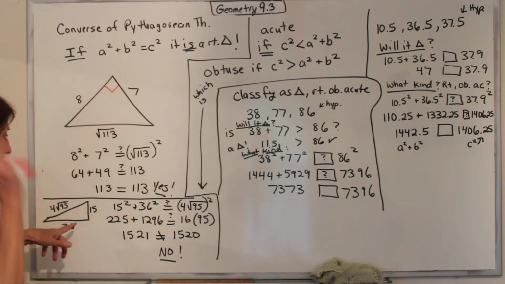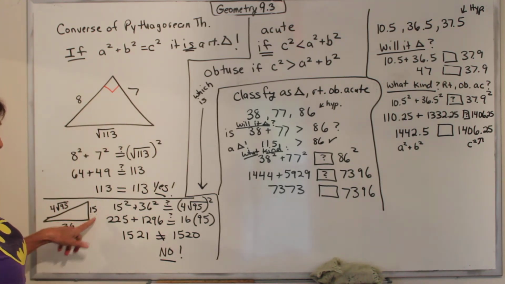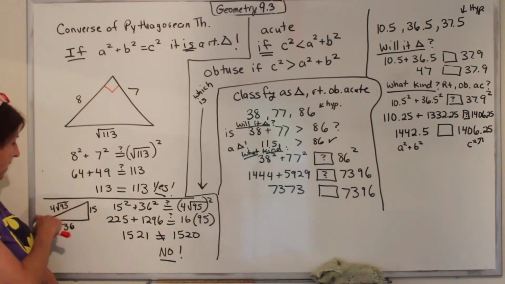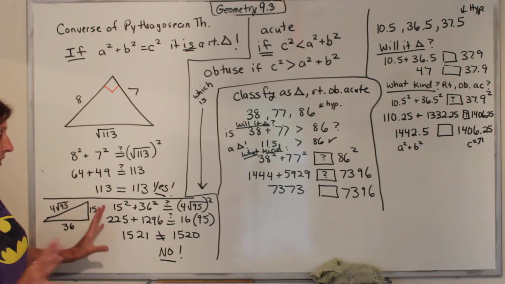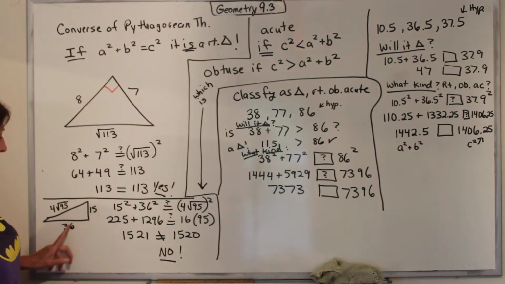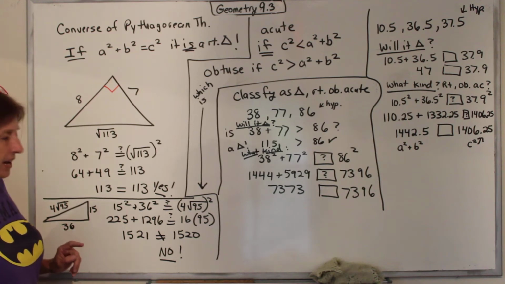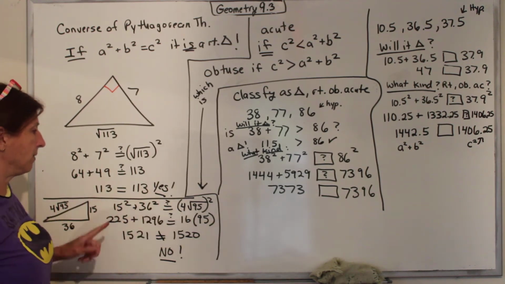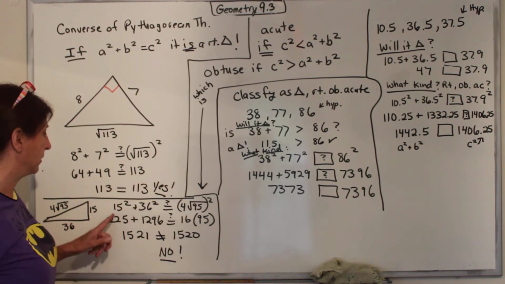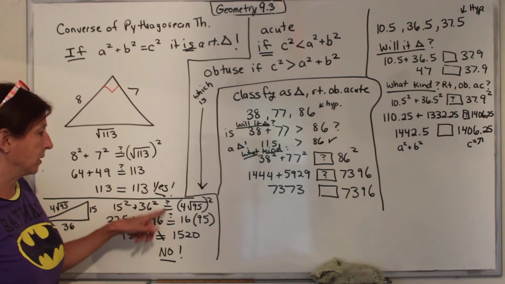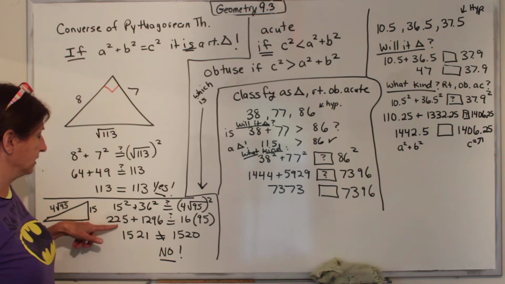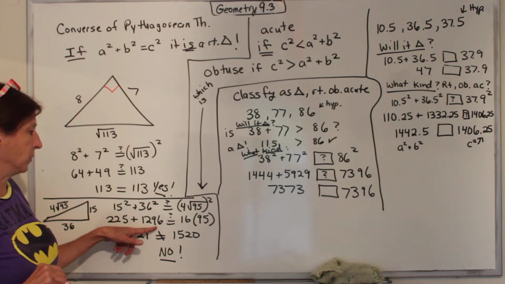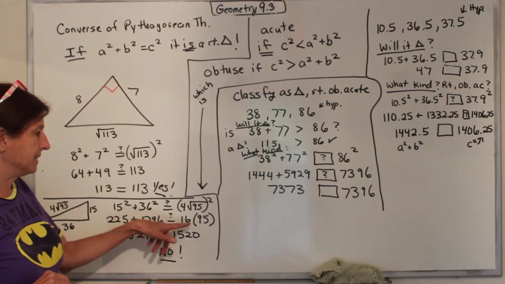Okay, here's another one. The legs are 15 and 36. The hypotenuse is 4 times the square root of 95. So if it's a right triangle, 15 squared plus 36 squared will equal 4 times the square root of 95, squared. So I put it in my a squared plus b squared is c squared. 15 squared, 36 squared, does it equal that squared? So then 15 squared is 225, 36 squared is 1296. Is that equal to this?